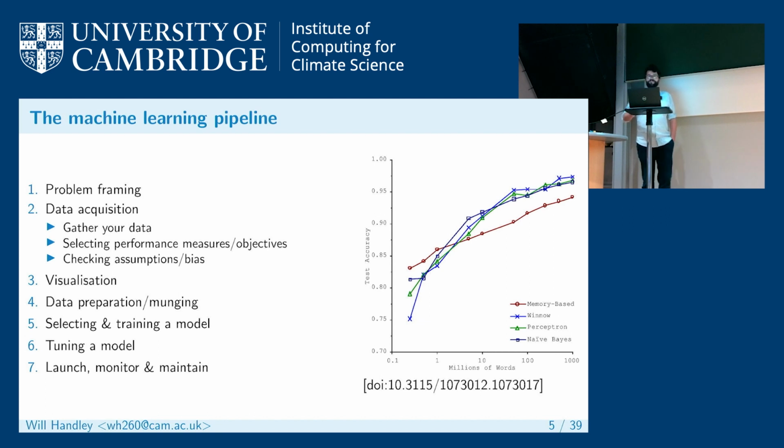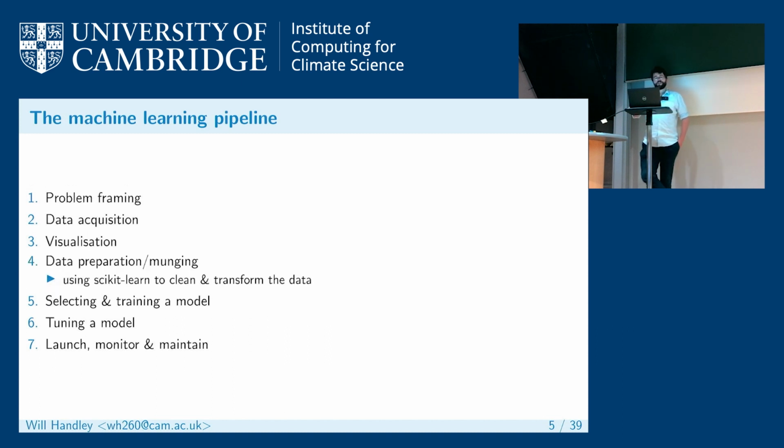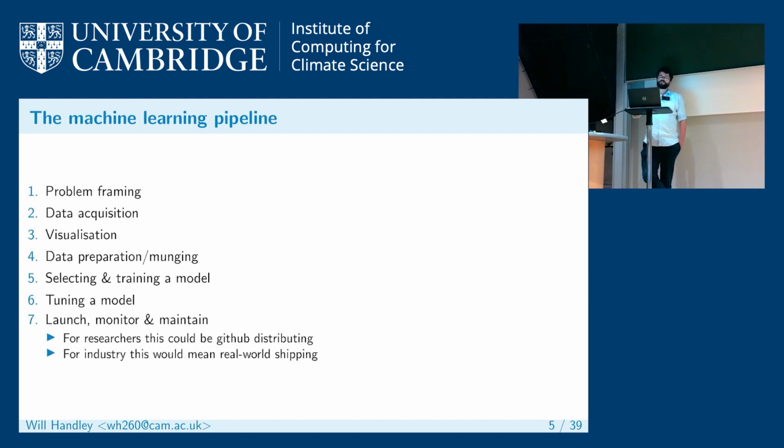So after having acquired the data, we basically use our pandas and matplotlib skills to explore any idiosyncrasies that we might see. We'll do that a bit in our workshops. And then there's a general period of preparing the data, and this is where you would use scikit-learn to clean and transform the data into a usable form. So for these two we'll be covering them, and at the end there's the bit where you actually put it out into the real world and you need to make sure you keep monitoring and maintaining it. For researchers this would be distributing it via GitHub or something equivalent, and for industry this would be shipping it to the real world.